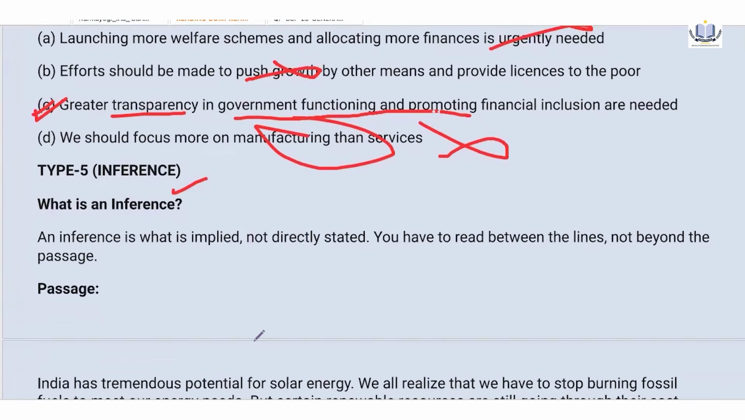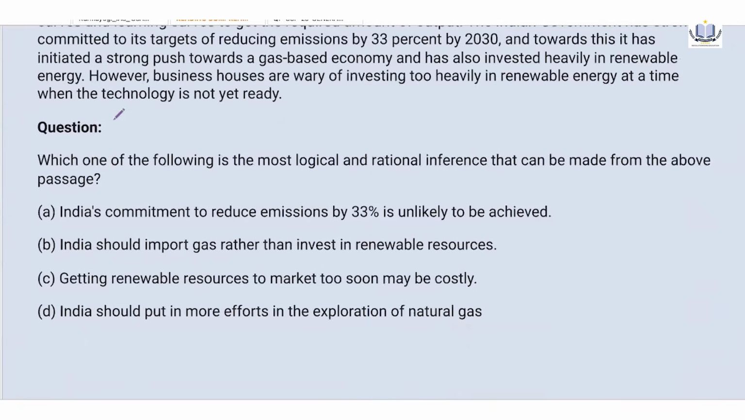Now type 5 is inference. If you read Lakshmikant, you read about judicial and so many things. Many things are not directly written in the constitution. We infer from it. That is reading between the lines. It is something which is not written in the passage, but it is not beyond the passage. It is within the passage, but directly not stated. It is not directly written, but meaning is coming from the passage itself. That is inference. Let's read the question.